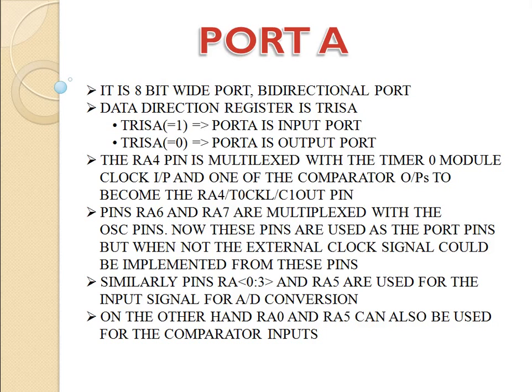Now moving on to its multiplexing capability, the RA4 pin is multiplexed with the Timer0 module and one of the comparator outputs. RA6 and RA7 are multiplexed with the oscillator pins. Apparently, these pins are to be used as external clock pins, but we can use them for port input-output operations when we are using the internal clock. Similarly, pins RA0 to RA3 and RA5 are multiplexed for the input of the analog to digital converter. Not only this, RA0 and RA5 are also multiplexed for the comparator inputs along with their other operations.